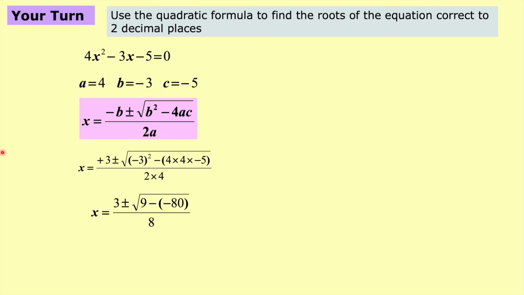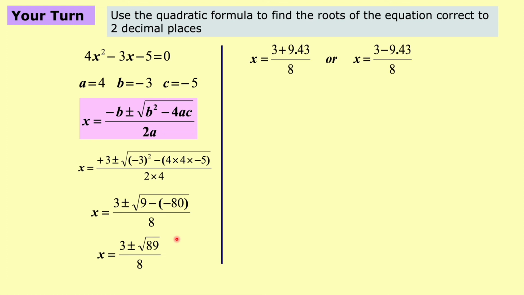Once we simplify that down, you have negative 3 squared is 9, subtracting 4 times negative 5 is negative 80, 2 times 4 is 8, and because we're subtracting a negative number, that becomes an add, so we've got the square root of 89. So now we've got that simplified down, we're going to split that into our 2 little mini equations.